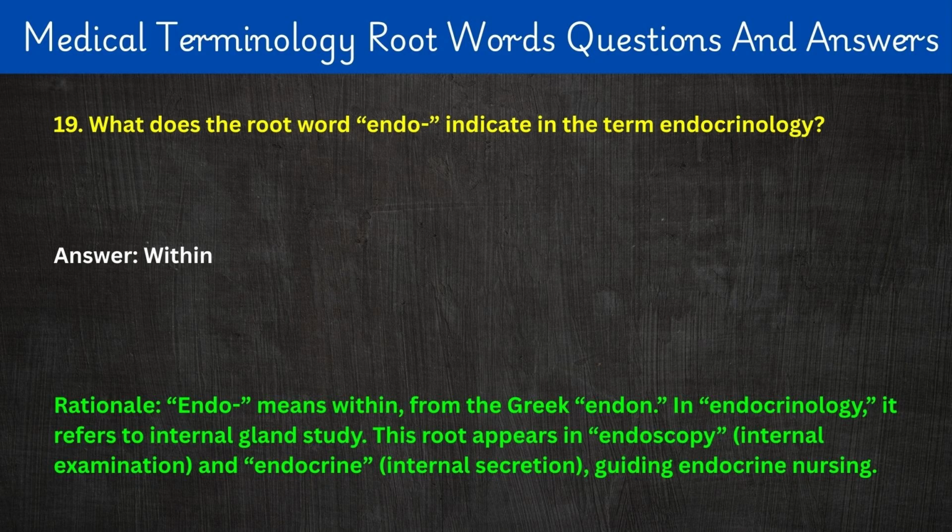19. What does the root word endo- indicate in the term endocrinology? Answer: within. Rationale: Endo- means within, from the Greek endon. In endocrinology, it refers to internal gland study. This root appears in endoscopy, internal examination, and endocrine, internal secretion, guiding endocrine nursing.